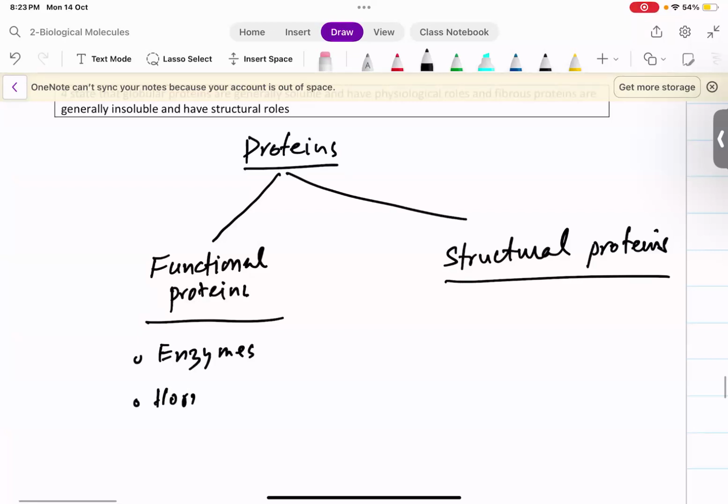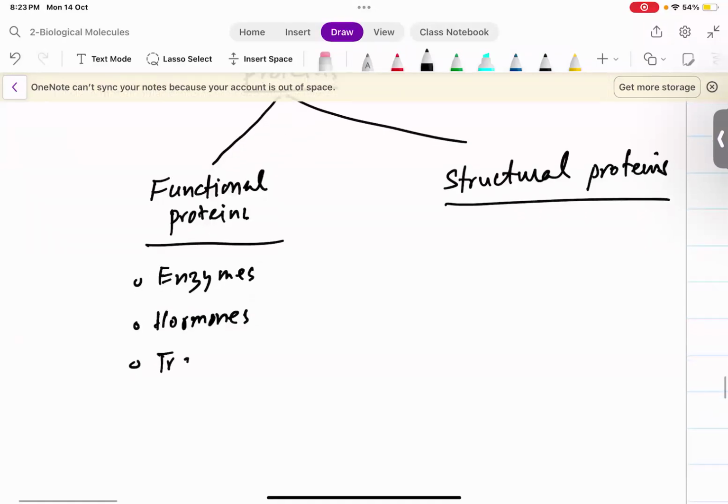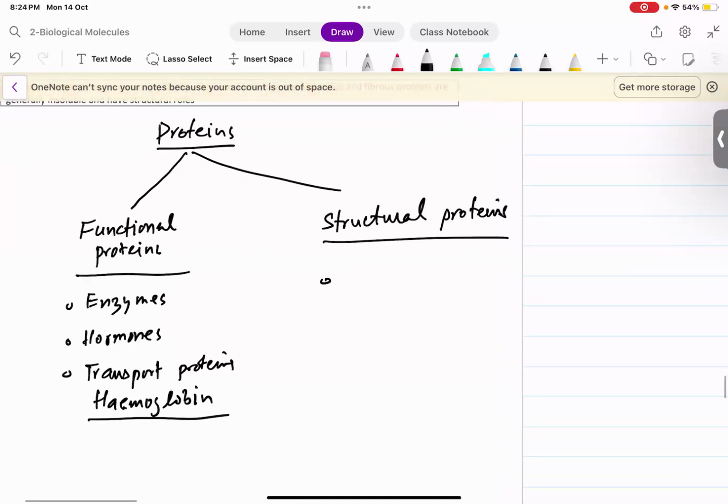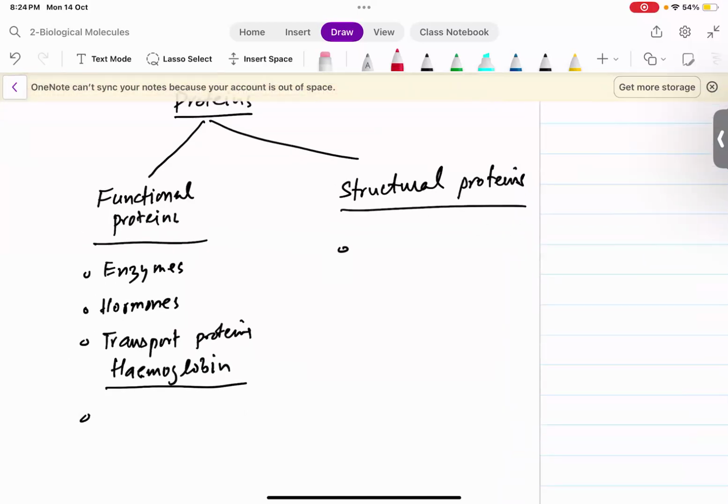Examples of functional proteins include enzymes, hormones, and transport proteins, which is like hemoglobin, and we have this hemoglobin in our syllabus, so we'll discuss this in detail. Structural proteins are fibrous. Functional proteins are globular and water soluble.